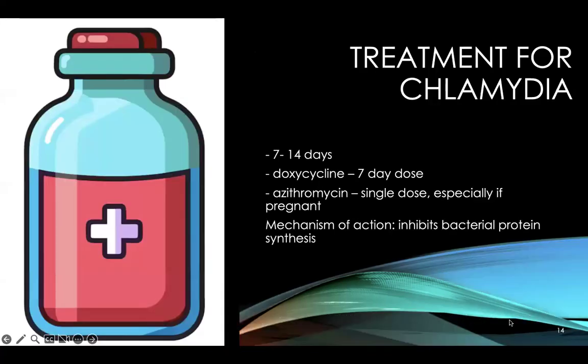And then for treatment for chlamydia, it normally takes about 7 to 14 days for treatment. Doxycycline is given as an antibiotic with a 7-day dose. Azithromycin can also be given as a single dose, and that's predominantly given to people if they are pregnant. And so the mechanism of action based on this treatment is it inhibits the bacterial protein synthesis method.